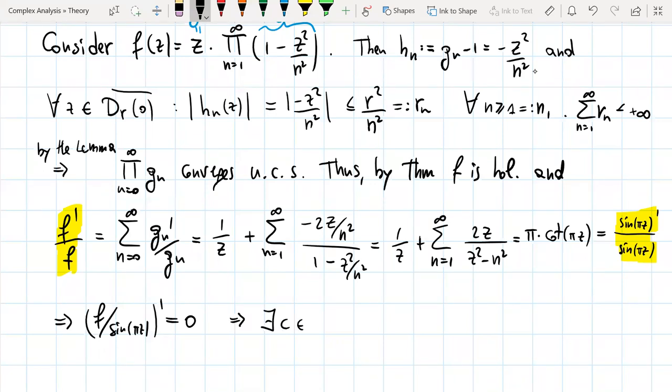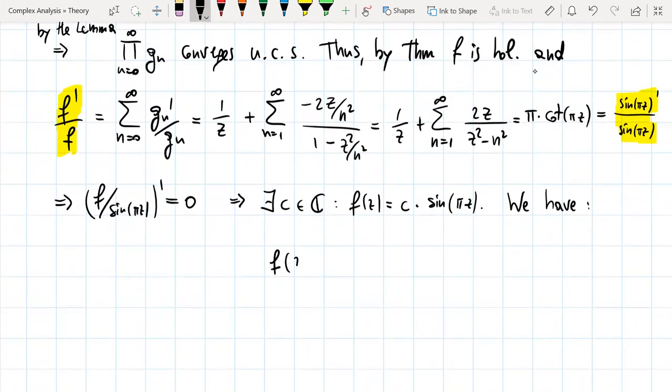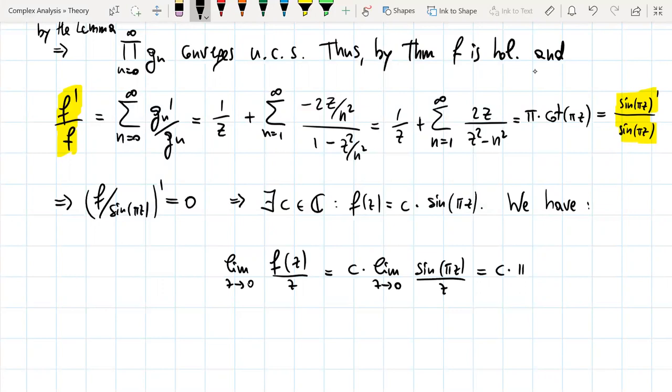So there exists some C in the complex numbers such that f of z is equal to C times sine of pi z. So now we want to find the C. How do we do this? To do this, it's convenient to look at the limit of f of z over z for z going to zero. So on one hand, this is also C times the limit z going to zero of sine of pi z over z. And this, we know what it is: C times pi.